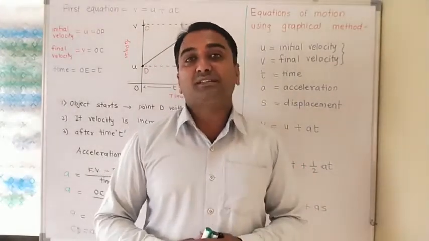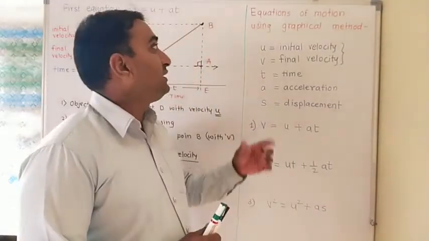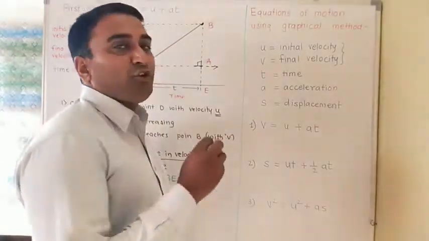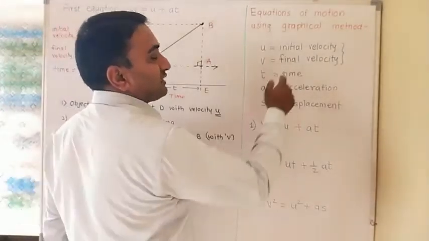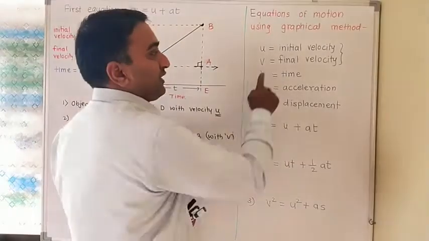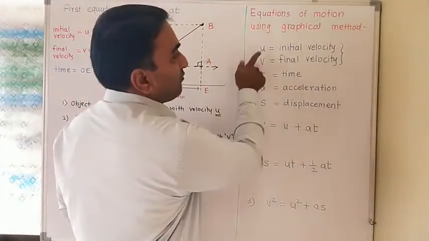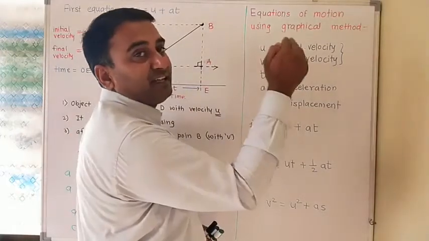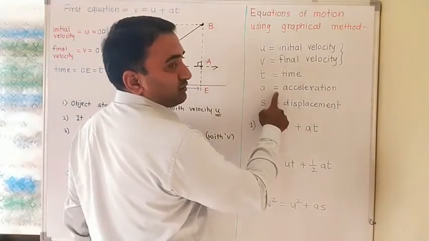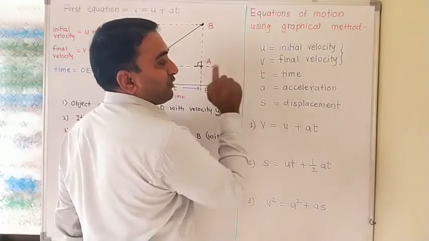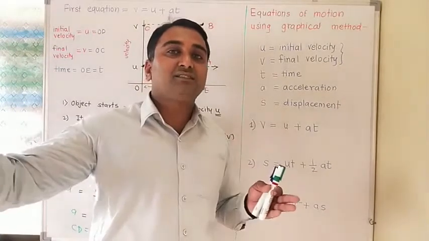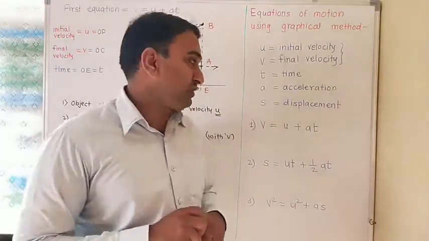Now with the help of these graphs, we are discussing a new point, that is equations of motion using the graphical method. Suppose any object is moving with an initial velocity, that is the first velocity when we start to measure, that is u. v is the final velocity, and to go from the initial velocity to the final velocity, the object has taken time t. a is acceleration, that means (v minus u) upon t, and s is the displacement, that means the distance travelled by the object if it is linear motion.